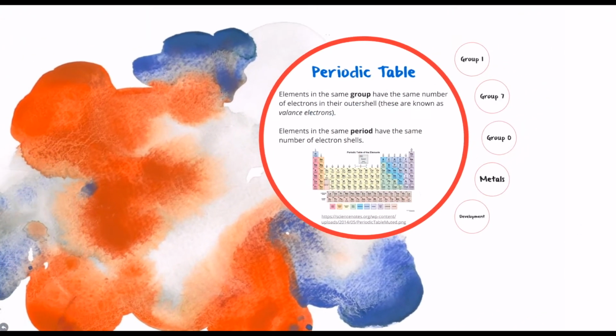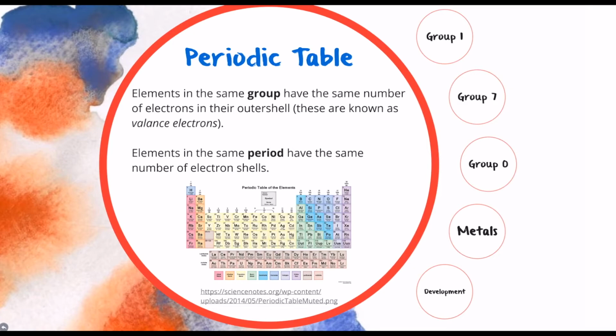The periodic table is arranged in such a way that elements with the same properties can be found together in columns called groups. Elements in the same group have the same number of electrons in their outer shell. These are known as their valence electrons. Elements in the same period have the same number of electron shells.